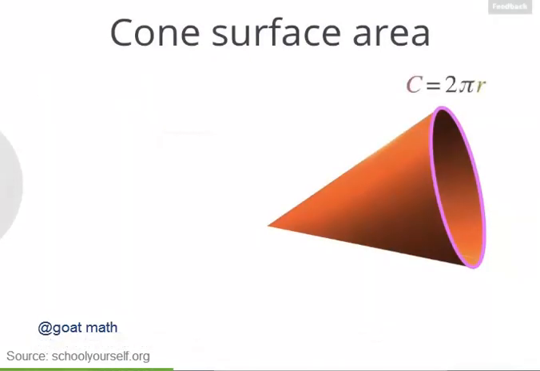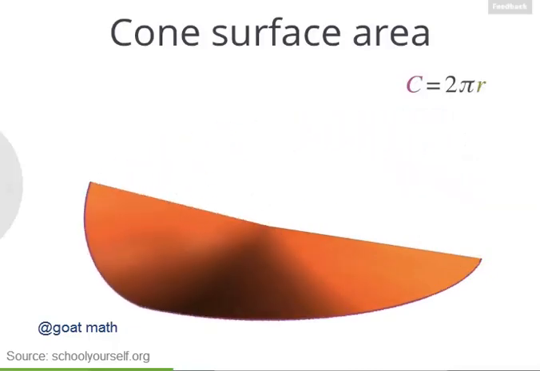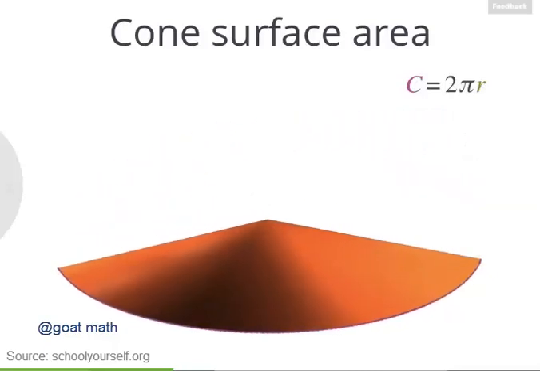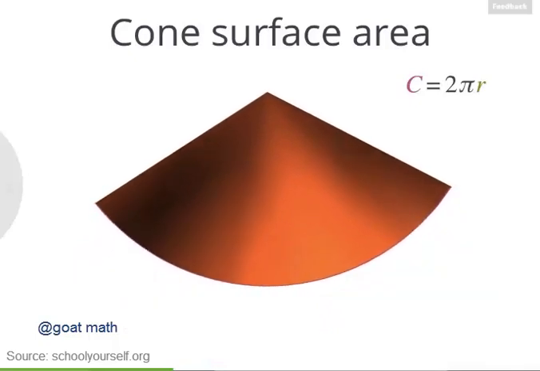Exactly. The circumference of the circular base is 2 pi r. Also, don't forget that we've been calling the slant height of this cone s. Okay, it's time to unroll this cone so it's a flat surface. If we look straight down at it, we can see that it looks like it's part of a bigger circle.